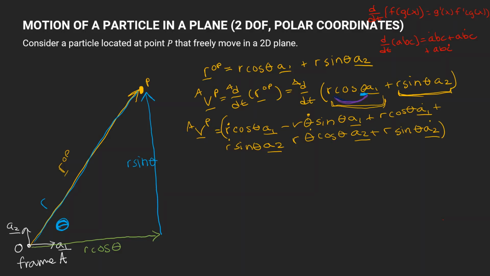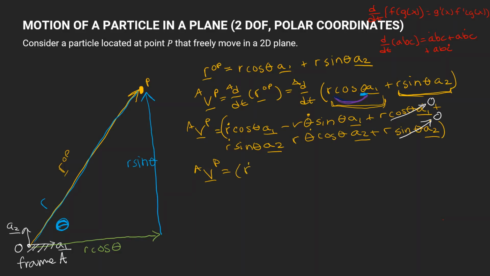Now again, just like in the last problem, we're going to assume that frame A is fixed, meaning it doesn't move around in this plane, it's static. And so with that, we can take these two terms and set them to 0 because the vector A1 and the vector A2, these unit vectors, do not change. And with that, I can then nicely clean up these terms and combine terms and get the following.